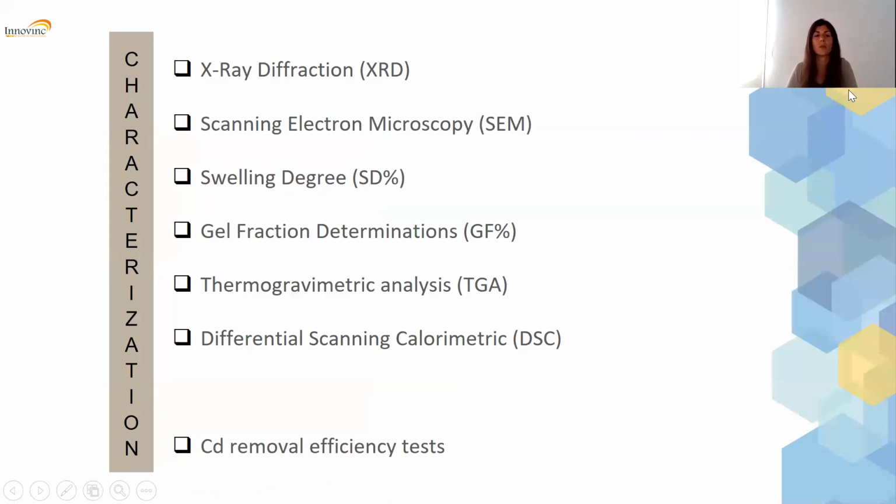All of these samples were characterized through X-ray diffraction, scanning electron microscopy, swelling degree, gel fraction determinations, thermogravimetric analysis, differential scanning calorimetric measurements, and we finally conducted some cadmium removal efficiency tests.